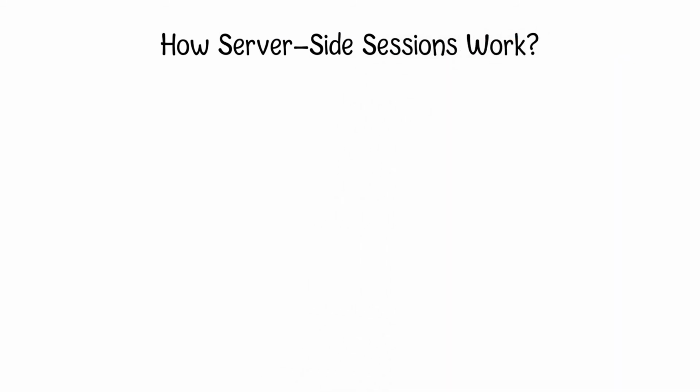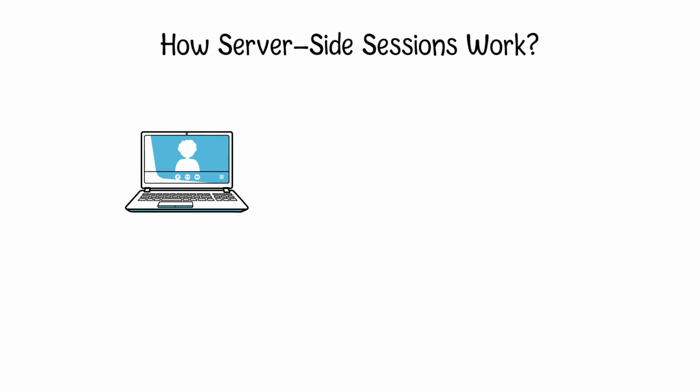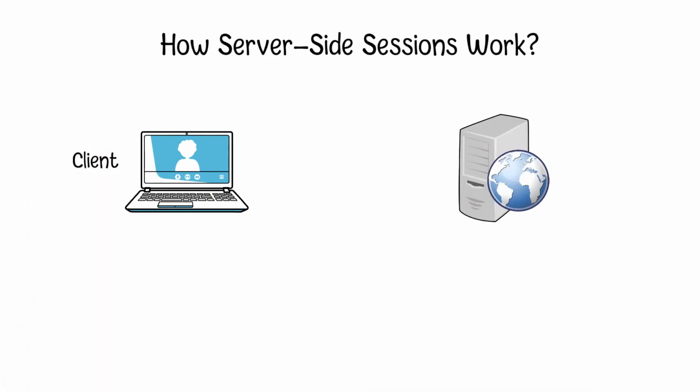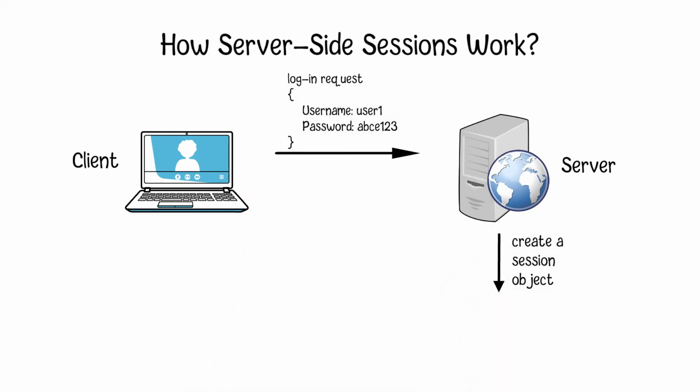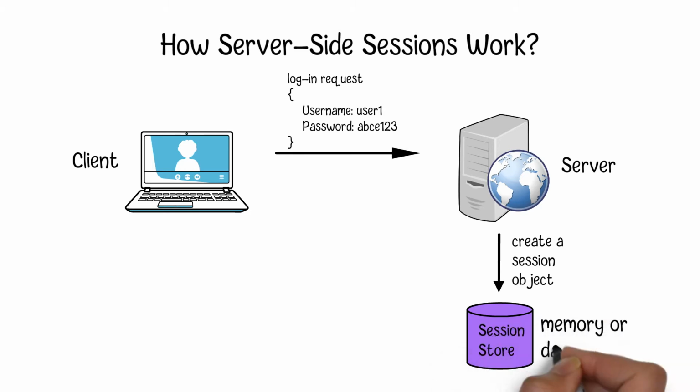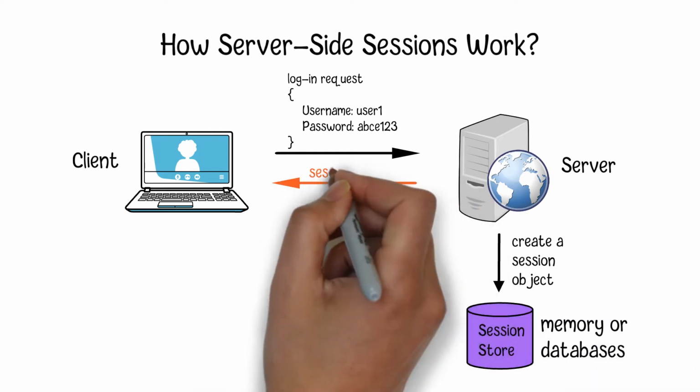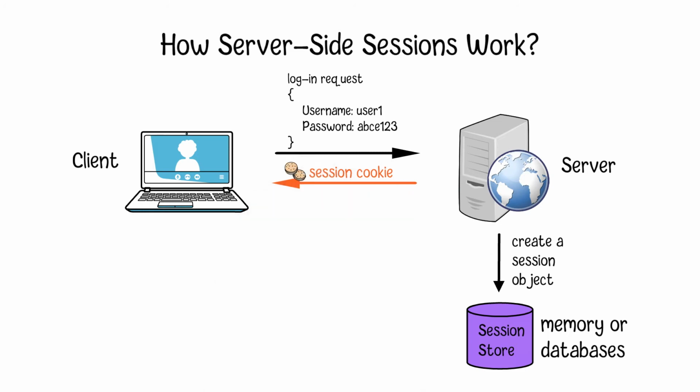Session cookies are an old way of saving client states on the server side. The client will send the login details, such as username and password, to the server. The server will authenticate those details, and then create a session object in its session store. The session store is a place where session data is being stored on the server memory, databases, or both. Then, the server returns a cookie to the client with the session ID.